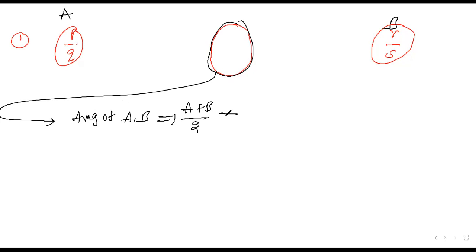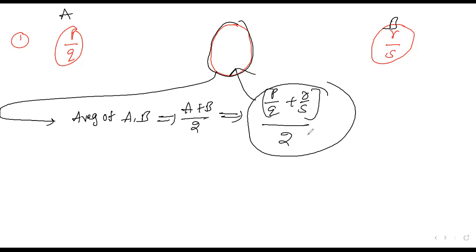A plus B by 2, nothing but P by Q plus R by S by 2. This is the position of this one. Clear? This is the average of P by Q plus R by S, by 2.